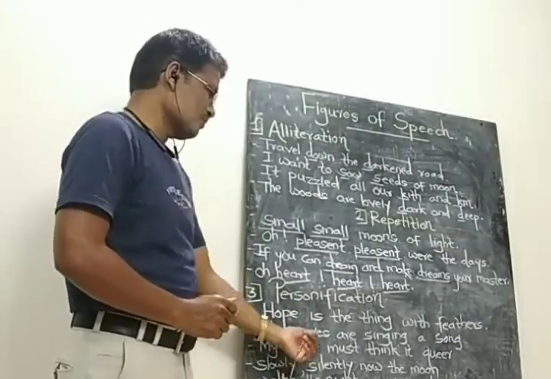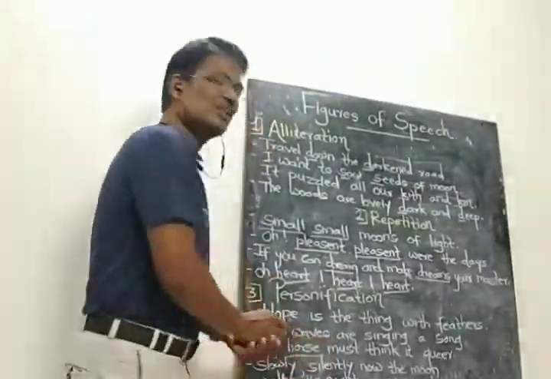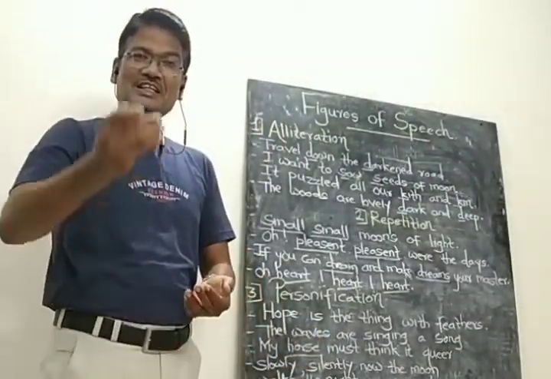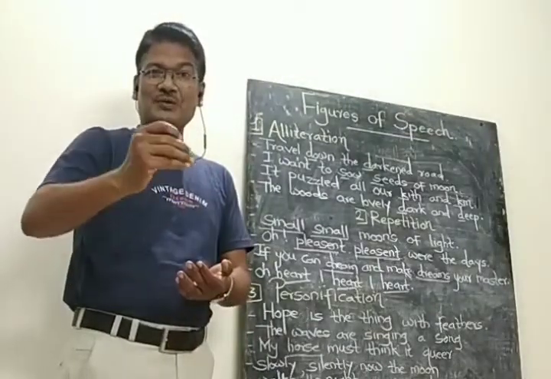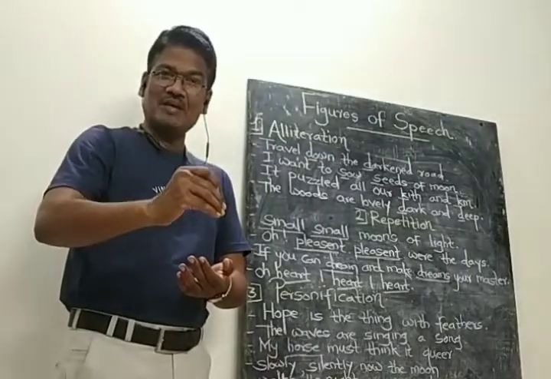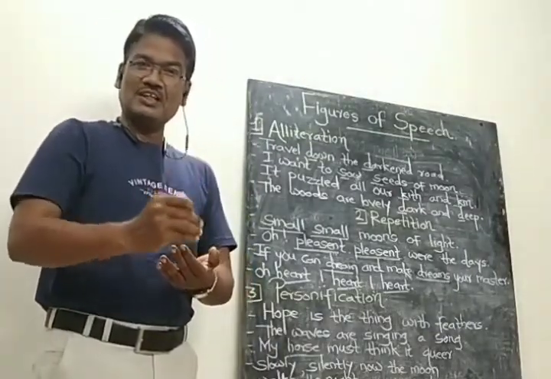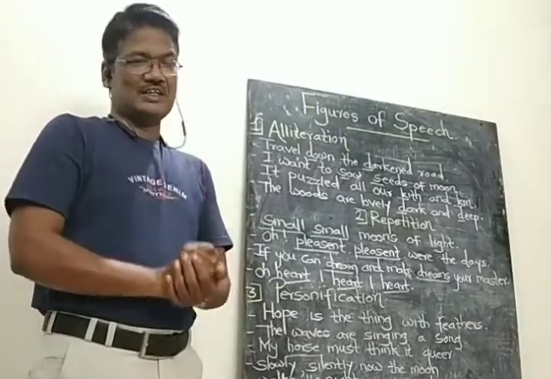My horse must think it queer. Actually, the horse is a non-human being, but it is imagined that it is a human being. When a non-human being is imagined as a human being, the figure of speech used is called personification.